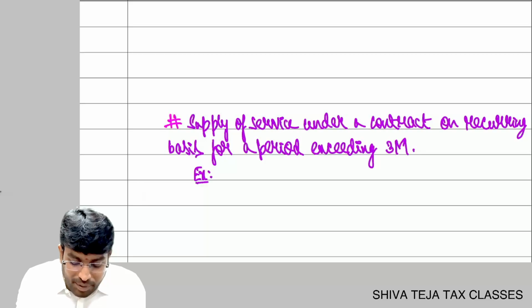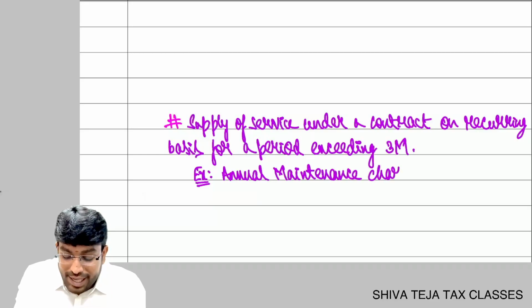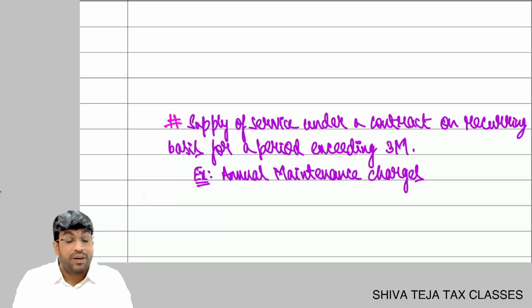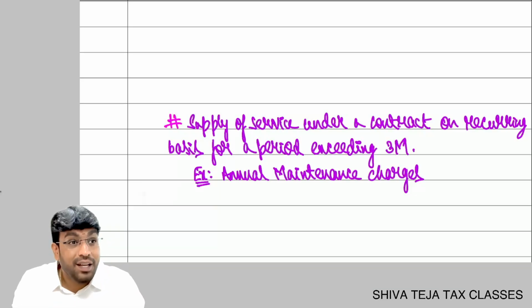And a classic example, my dear friends, annual maintenance charges. AMC we call it, you know that, no? For example, for our TVs, laptops or our aqua guards, water purifiers, we take that AMC. That is for a period more than 3 months. One more classic example is construction contract. For example, I am a builder. You came to me and booked a flat from me. I will take some sweet time to give you the flat, no? I will take a period more than 3 months, no, sir? Then what service I am giving you is called continuous supply of service. Because it is under a contract and for a period more than 3 months.